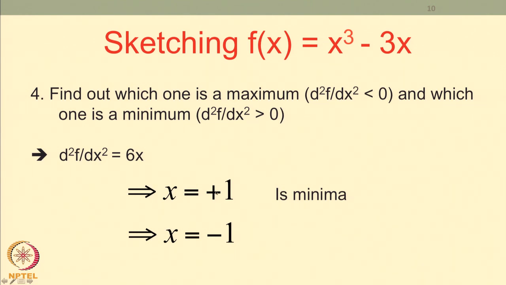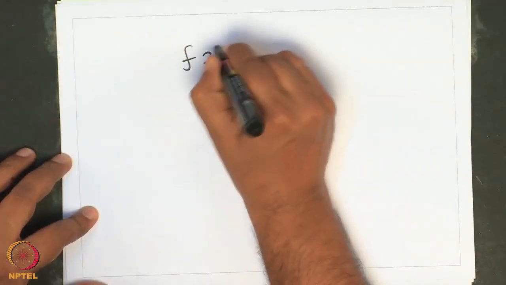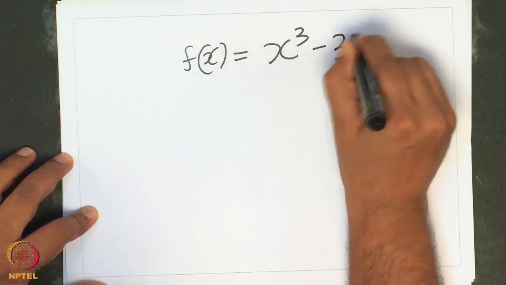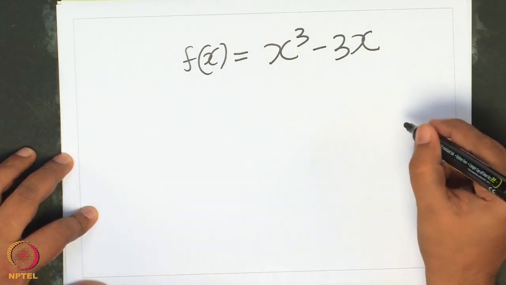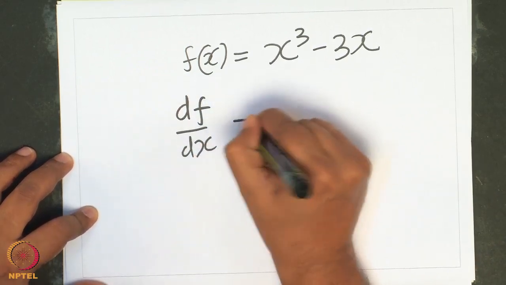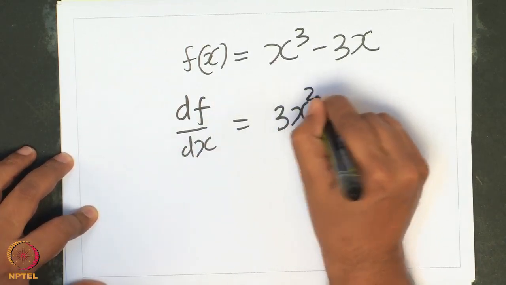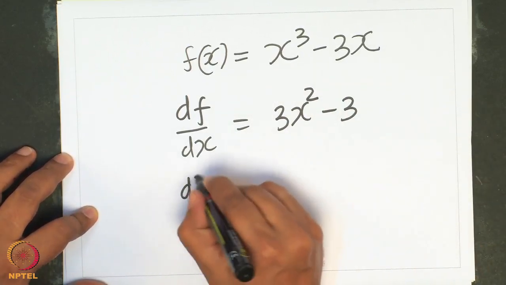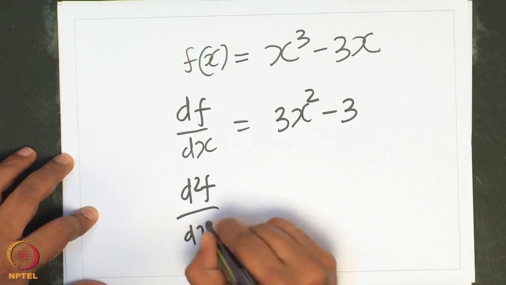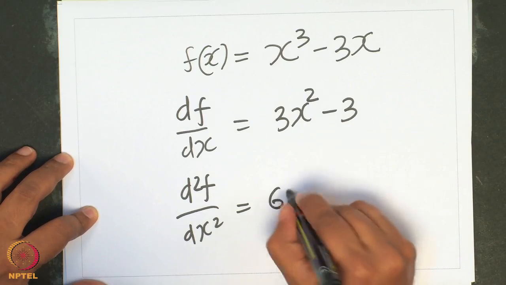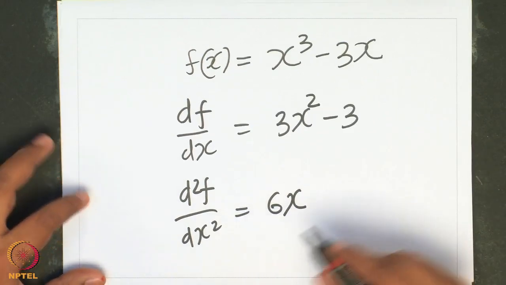So, let us quickly look at this d square f by dx square. You have f of x is x cube minus 3x, and df by dx, the first derivative, is 3x square minus 3. The second derivative, d square f by dx square, is the derivative of this, which is 6x. So, the second derivative is 6x.